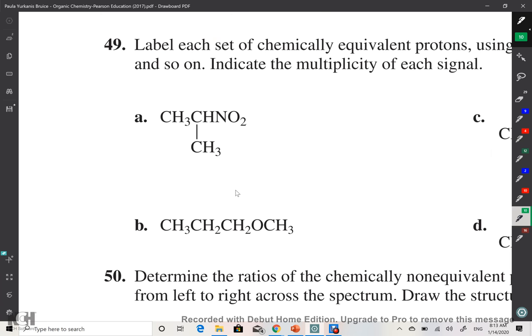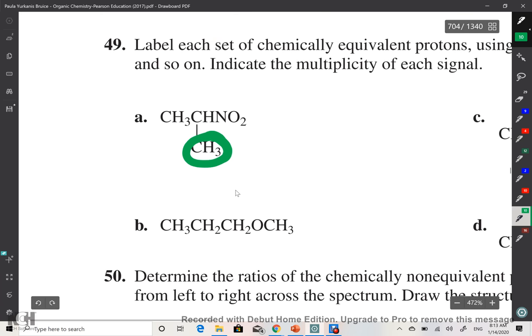In structure A, the protons of this methyl group and those of this other methyl group are chemically equivalent. Does that make sense? They are chemically equivalent because they will generate the same signal. In structure B, we don't have chemically equivalent protons. They will all be different. Do you see that? They will all give you different signals. That's why they are not chemically equivalent.